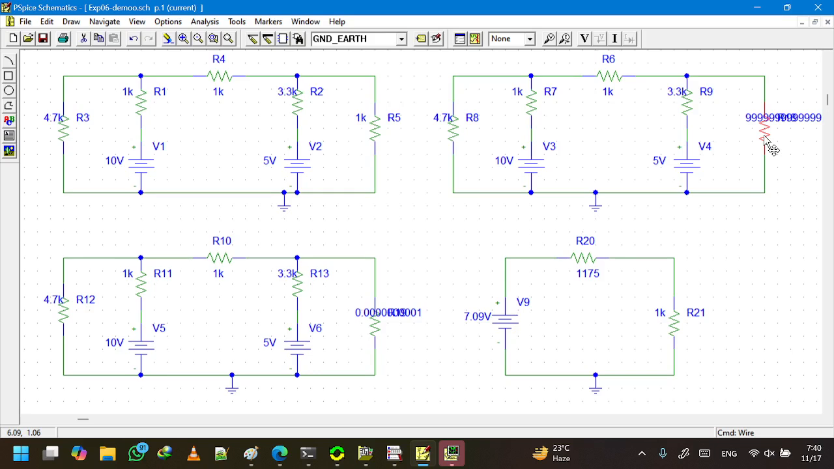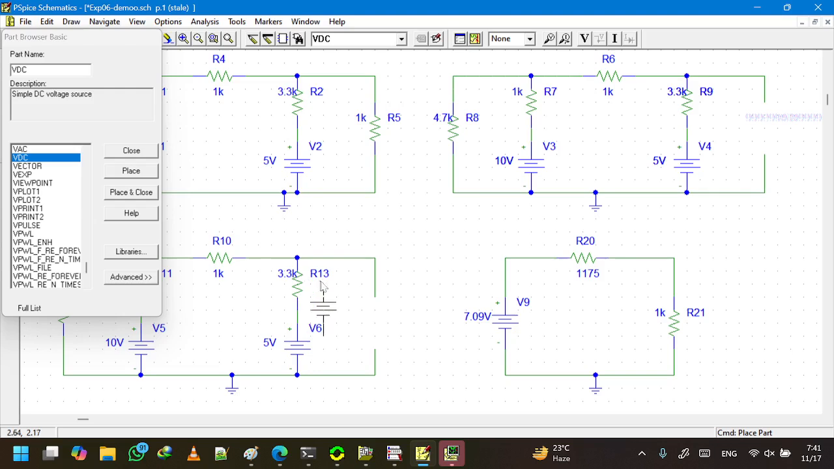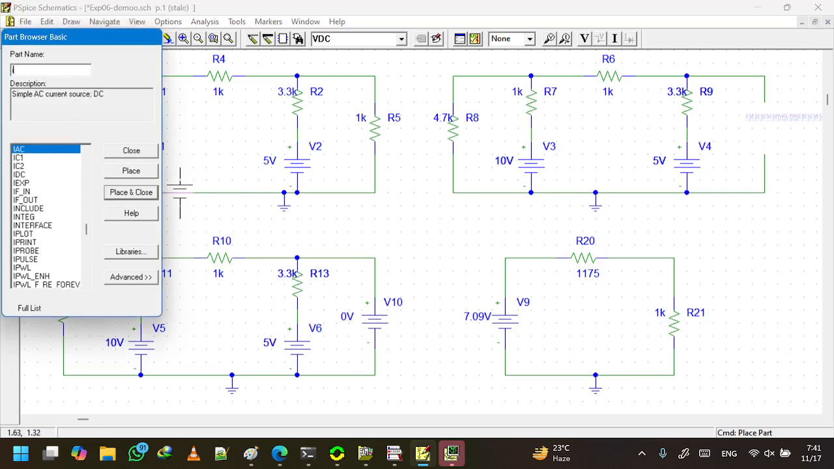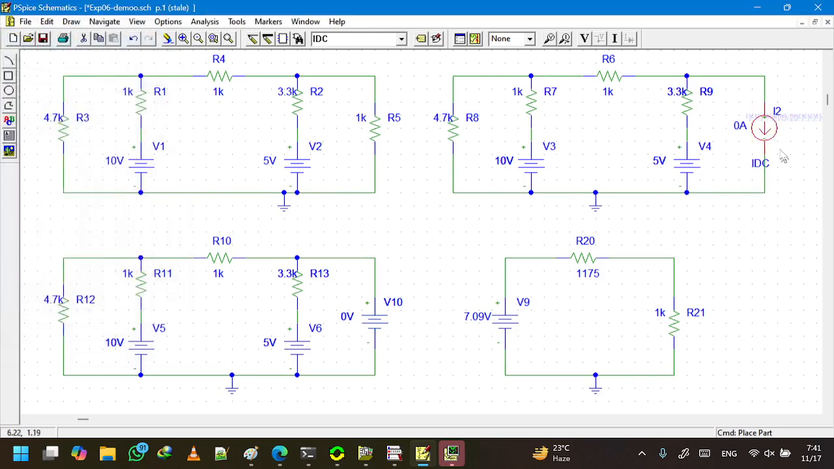Previously we made open circuit and short circuit by making the resistance values very big for an open circuit and very small for a short circuit. But the smarter way, or the prescribed way in the lab sheet, is to connect a voltage source of 0 volt. A voltage source of 0 volt means there is no potential difference. This is a short circuit. And a current source of 0 ampere will act as an open circuit. So we connect a voltage source of 0 volt and a current source of 0 ampere to realize the open circuit and short circuit.